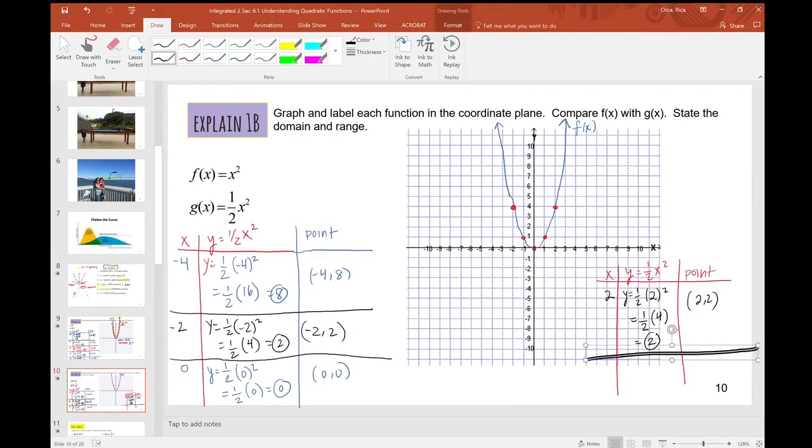And finally, when x equals 4, y will equal 1/2 times 4 squared. 4 squared is 16, and half of 16 is 8. So 4, 8. Now that we have all 5 points, let's graph.